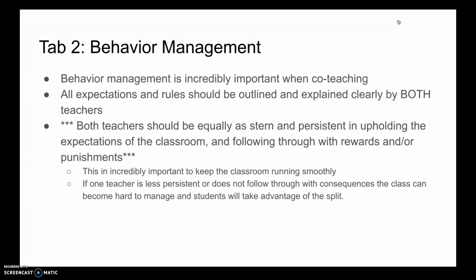Behavior management. This is incredibly important when co-teaching. All expectations and rules should be outlined and explained clearly by both teachers. Both teachers should be equally as stern and persistent in upholding the expectations of the classroom and following through with rewards and/or punishments. This is incredibly important to keep the classroom running smoothly. If one teacher is less persistent or does not follow through with the consequences, the class can become hard to manage and students will take advantage of the split.